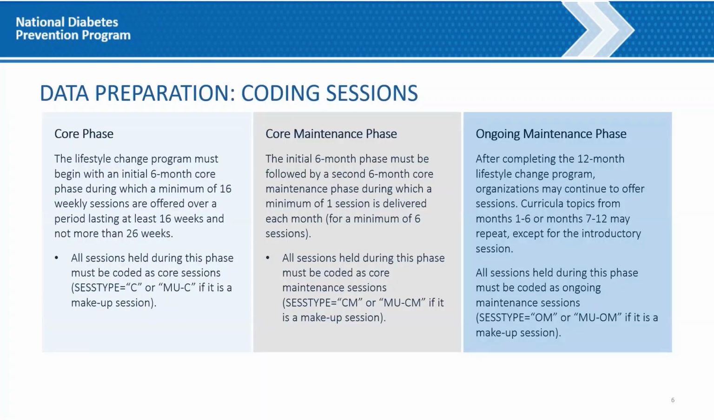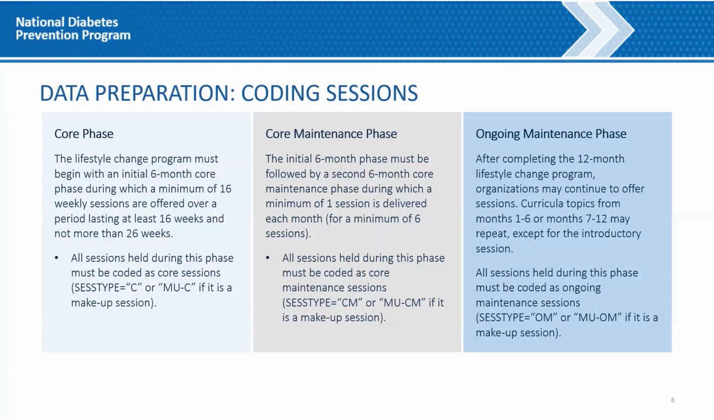Data preparation coding sessions. Correctly coding sessions will reduce the number of errors during the validation process. The initial 6-month period is the core phase, during which a minimum of 16 weekly sessions are offered over a period lasting at least 16 weeks and not more than 26 weeks. All sessions held during this phase must be coded as session type C or MU-C if it is a makeup.